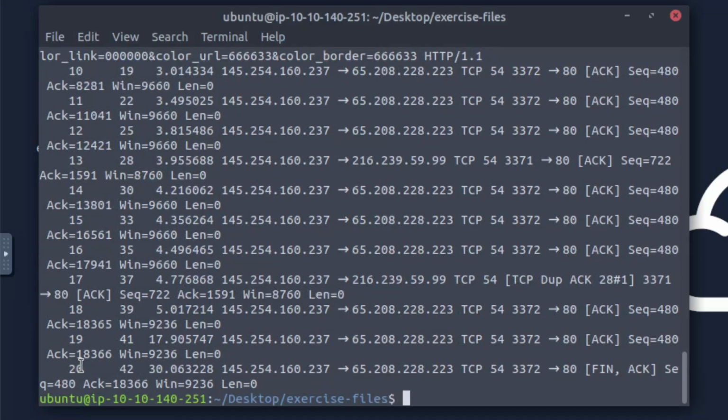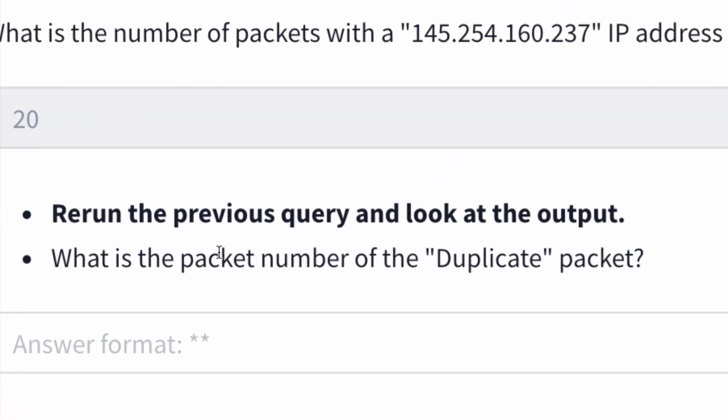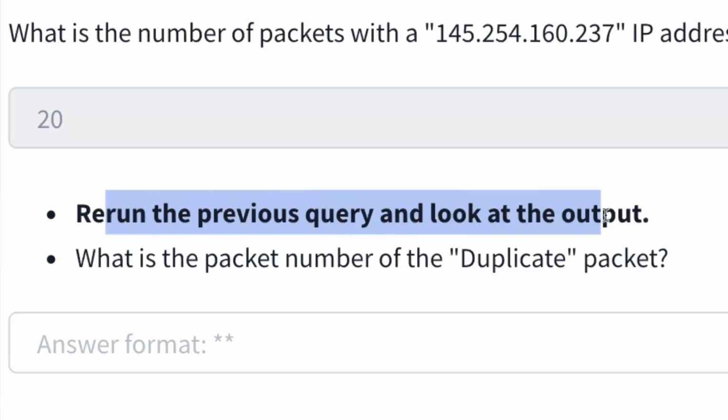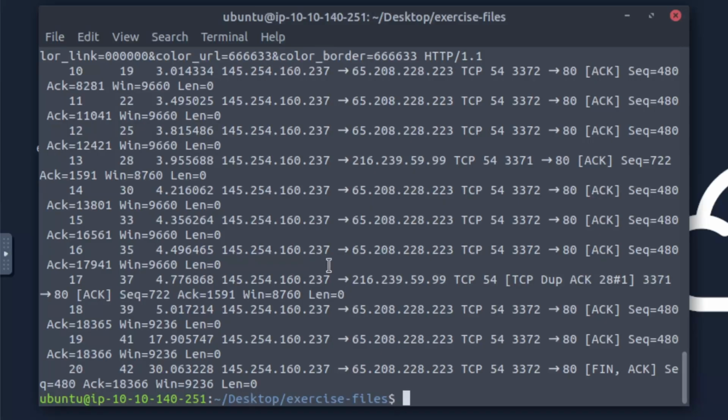There we go, and we got 20 of those, so we're going to run that over here, and there we go. Now rerun the previous query and look at the output. What is the packet number of the duplicate packet? So the same thing, and look at the output now. What is the packet number of the duplicate packet?